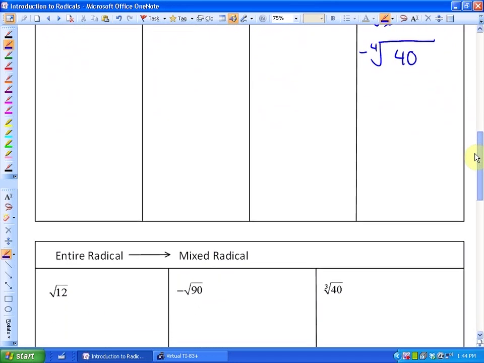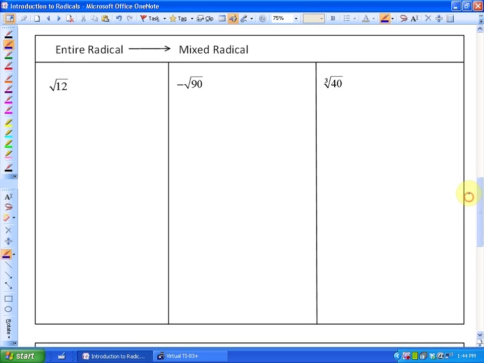What we can also do is go the reverse way, which is to go from an entire radical to a mixed radical. For those of us who are good with our perfect squares, what we want to be doing is looking for perfect squares or perfect cubes, etc., depending on the index.